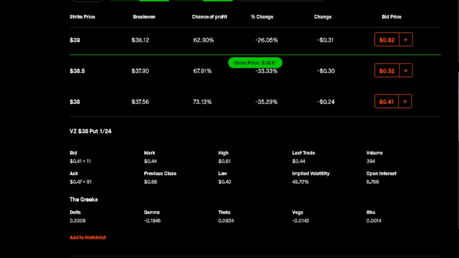A good rule of thumb is to look for options with a tight spread, as this typically means there's plenty of trading volume and that you won't lose too much money on slippage when entering your position. Alright, now let's talk about the Greeks.